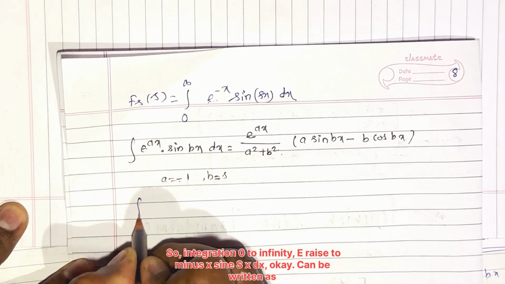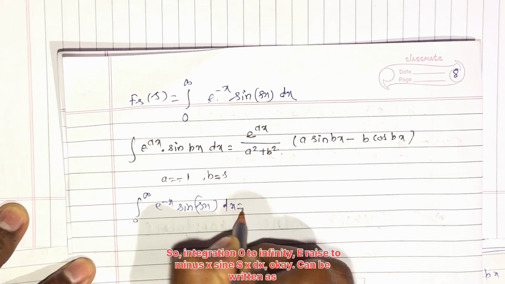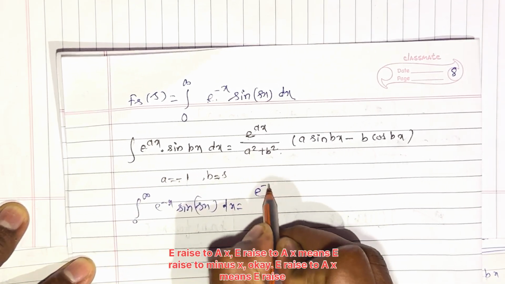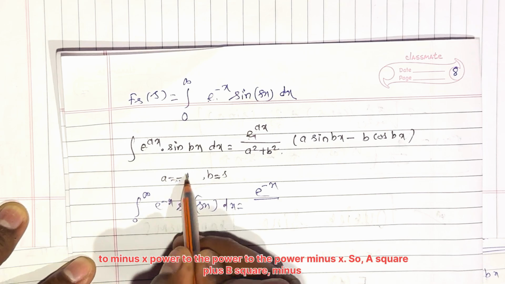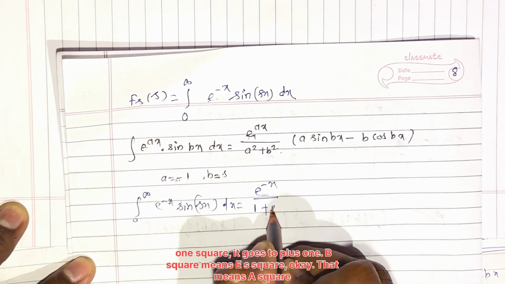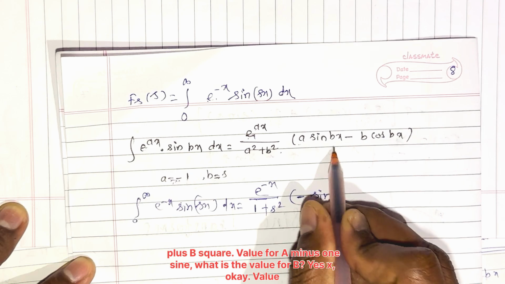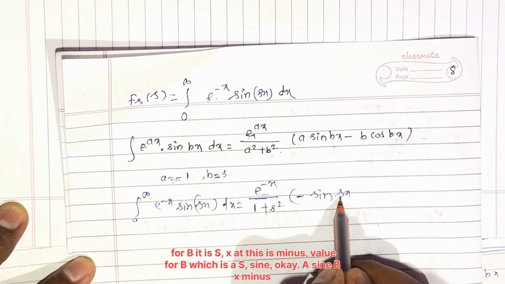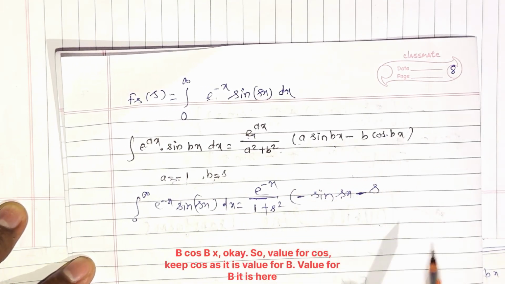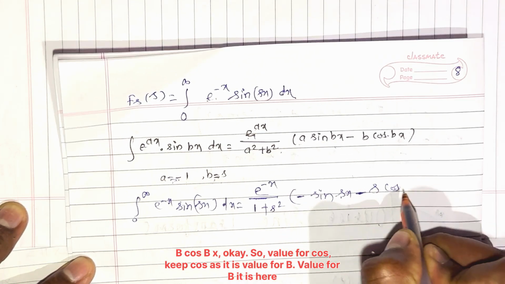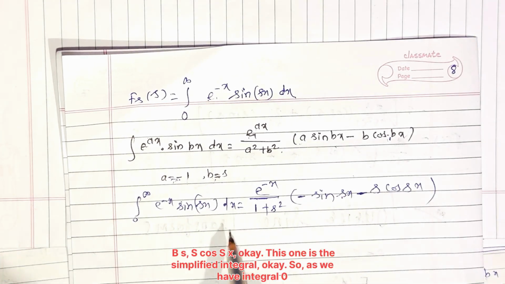So the integral from 0 to infinity of e raised to minus x sine x dx can be written as e raised to minus x upon a square plus b square, where a is minus 1, so minus 1 square goes to plus 1, and b square is 1, times a sine bx minus b cos bx. With a equal to minus 1 and b equal to 1, we get minus sine x minus cos x. Keep cos as it is. This is the simplified integral.